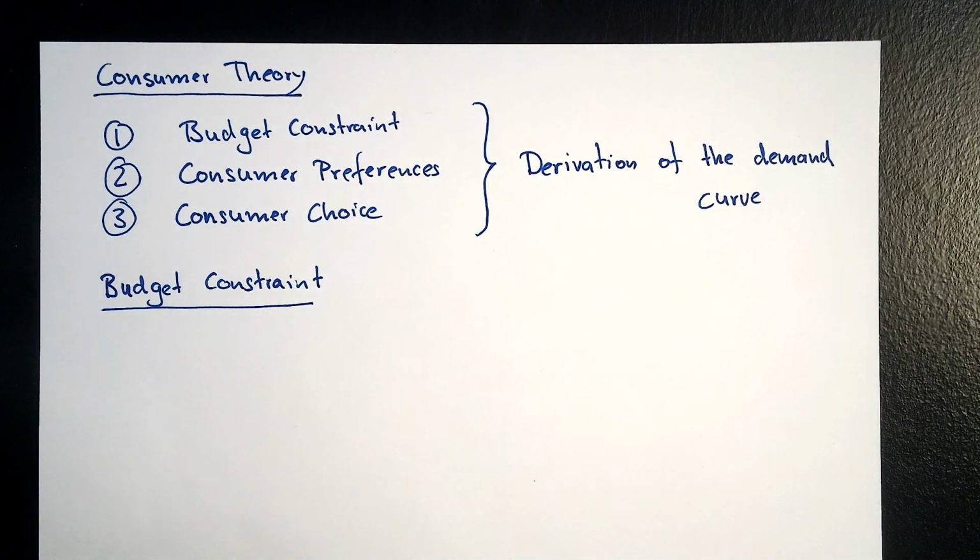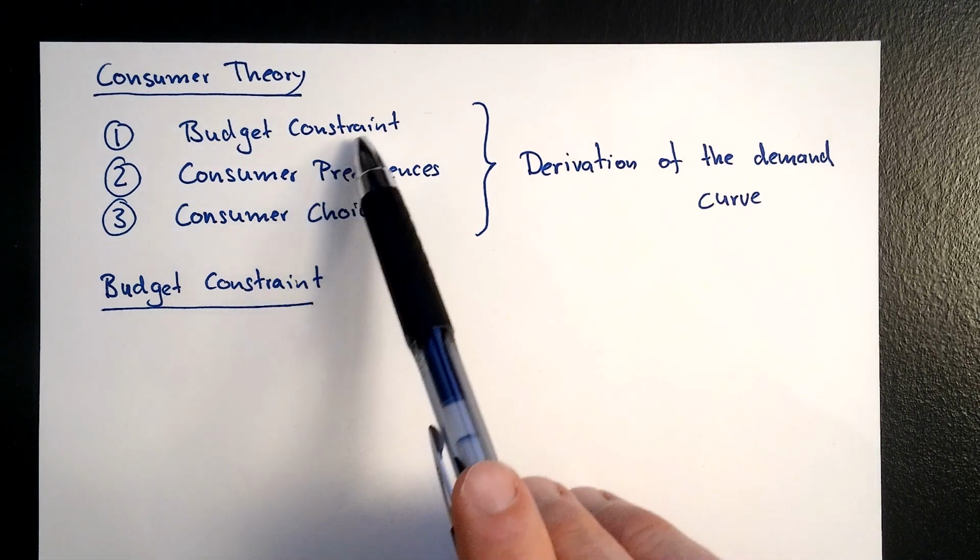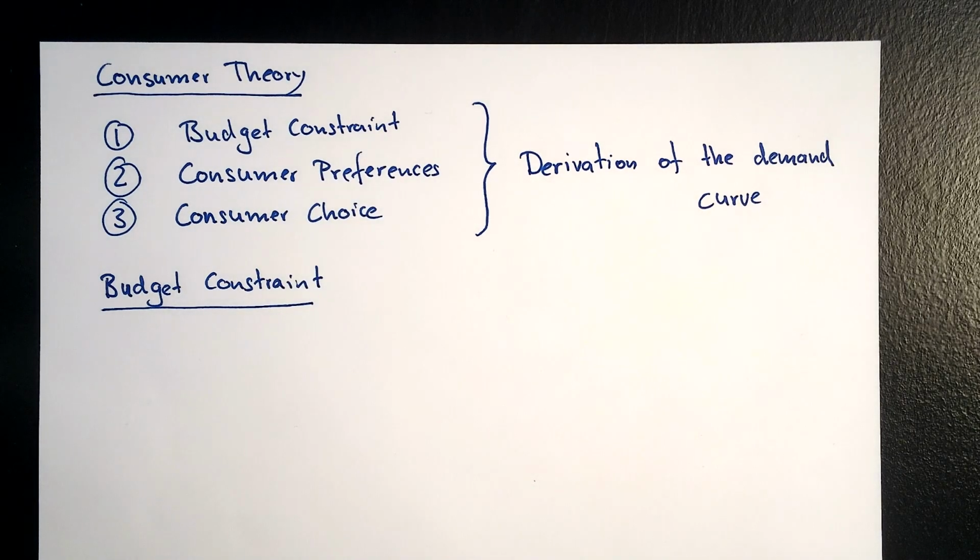The topic of this video is consumer theory. The goal of consumer theory is to derive the demand function of the consumer. There are three parts to the theory. First, we are going to talk about the budget constraint. The budget constraint shows all the bundles of different goods a consumer can purchase given prices and income.